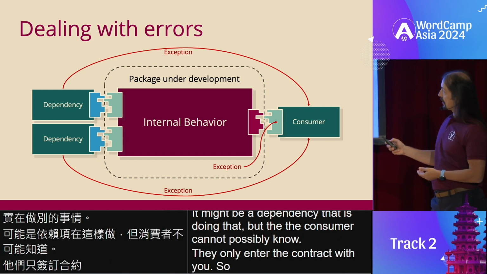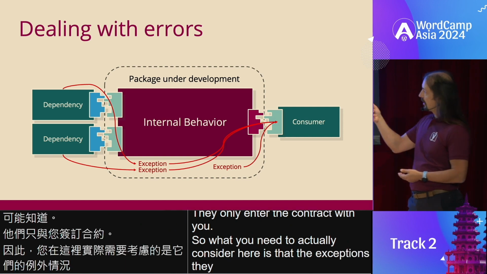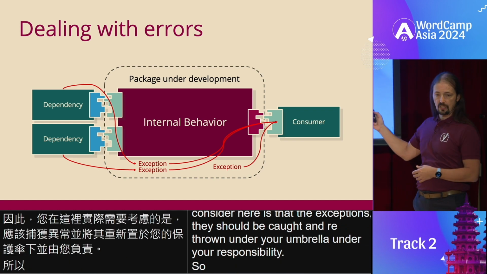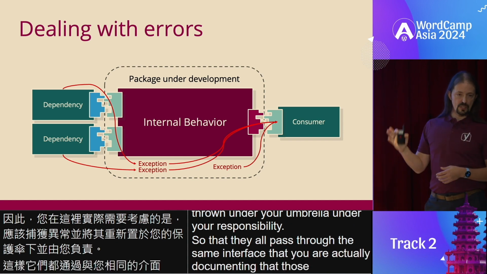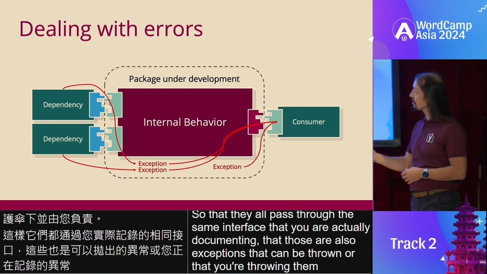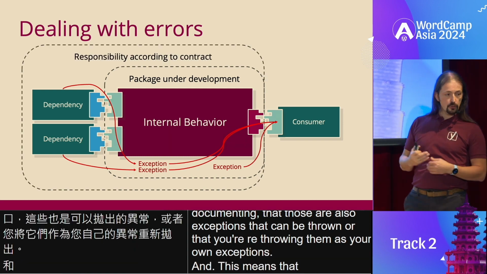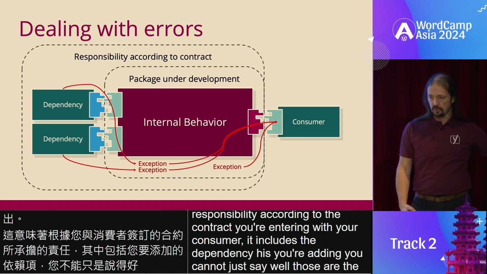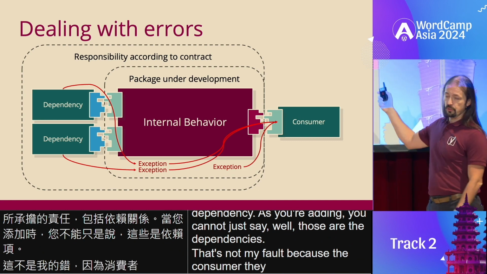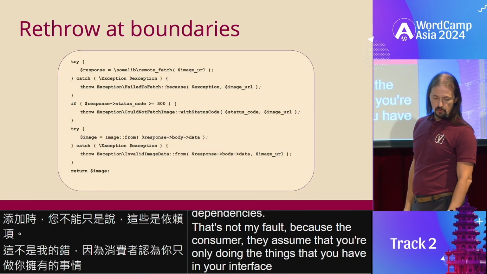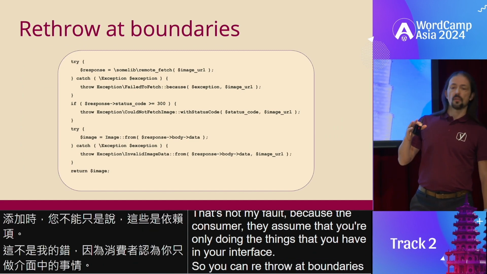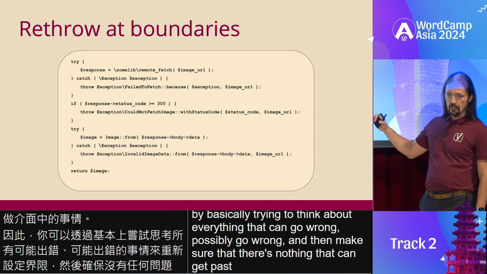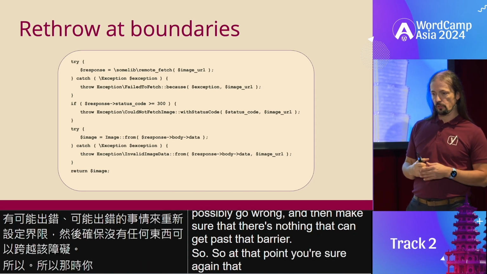So what you need to actually consider here is that the exceptions should be caught and rethrown under your umbrella, under your responsibility, so that they all pass to the same interface, that you are actually documenting that those are also exceptions that can be thrown, or that you're rethrowing them as your own exceptions. And this means that the responsibility according to the contract you're entering with your consumer includes the dependencies you're adding. You cannot just say, well, those are the dependencies, that's not my fault. Because the consumer assumes that you're only doing the things that you have in your interface. So you can rethrow at boundaries by basically trying to think about everything that can possibly go wrong, and then make sure that there's nothing that can get past that barrier. So at that point, you're sure again that you have full control over what happens next.